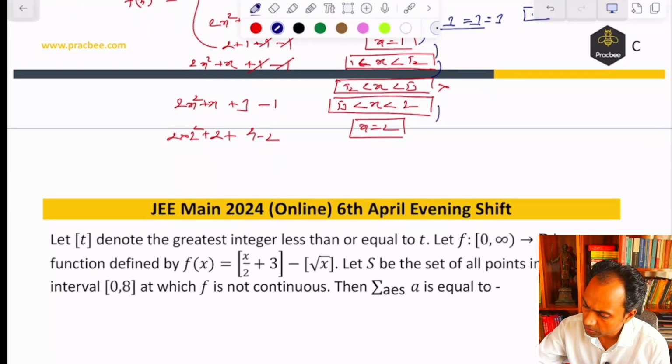I just have to check at 2. So at 2, the left hand limit comes out to be 4. This will become 8 plus 2 plus 3. So this is total 13. But on the right hand side, if you check the values, this is 4 into 2, 8, 8 plus 2, 10, 10 plus 4, 14, 14 minus 2, 12, so not equal to 12. So here it is discontinuous.